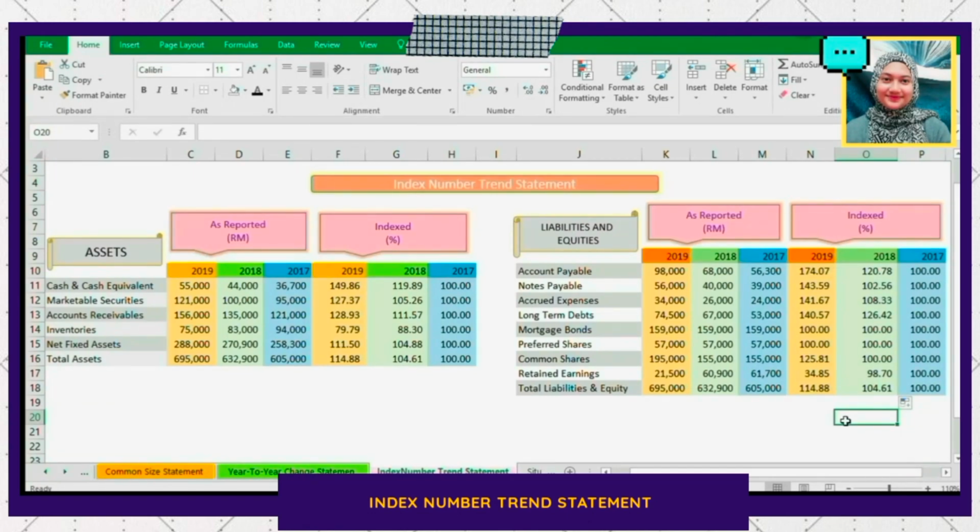So how can we interpret this result? For example, for cash and cash equivalent, there is a 49.86% increase from 2017 to 2019. From 2017 to 2018, there is only a 19.89% increase.